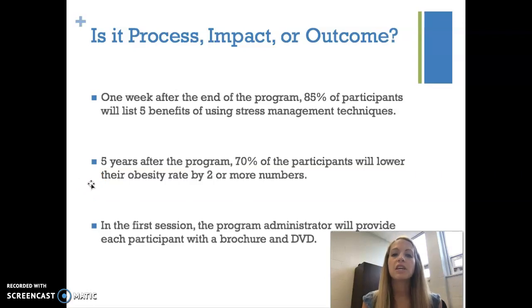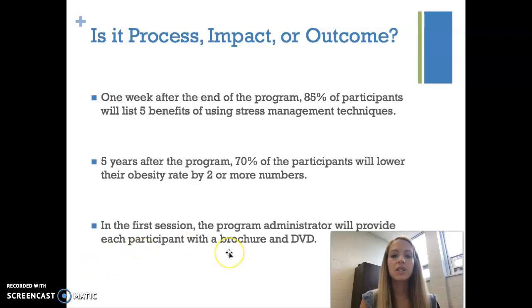So 1 week after the end of the program, 85% of participants will list 5 benefits of using stress management techniques. So this, what do you think it is? It is going to be an impact. Remember, it's that short-term summative objective. And if you think about it, it's also cognitive because they're listing that information, right? 5 years after the program, 70% of the participants will lower their obesity rate by 2 or more numbers. That is going to be outcome.